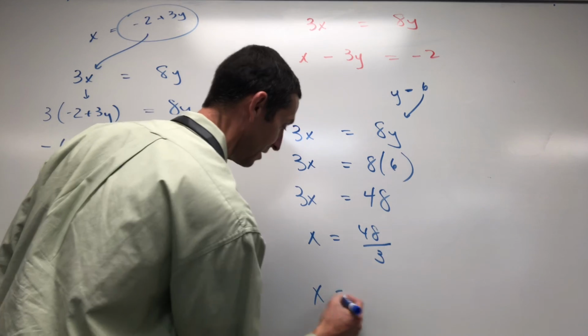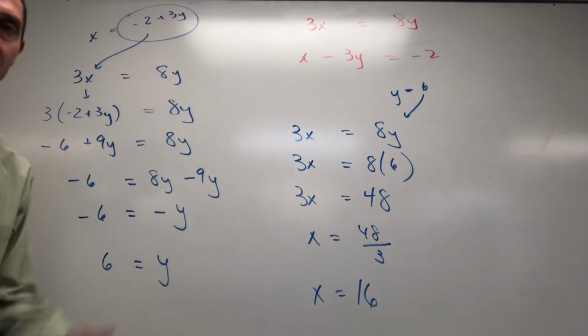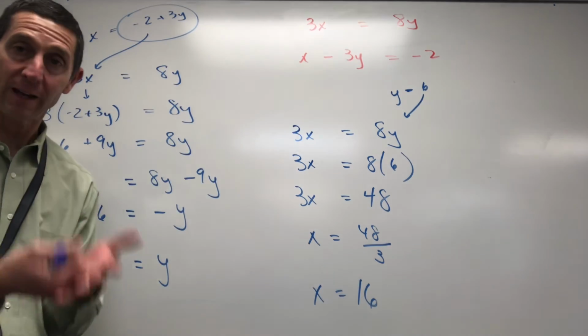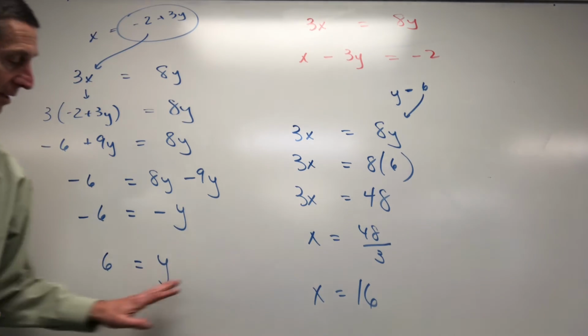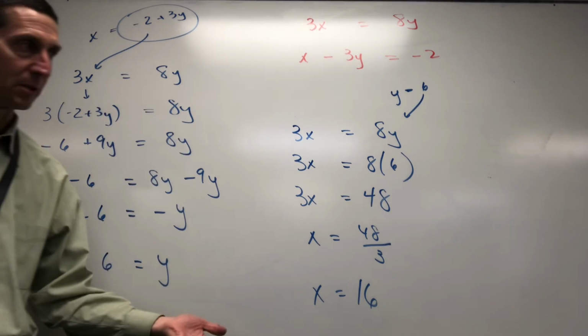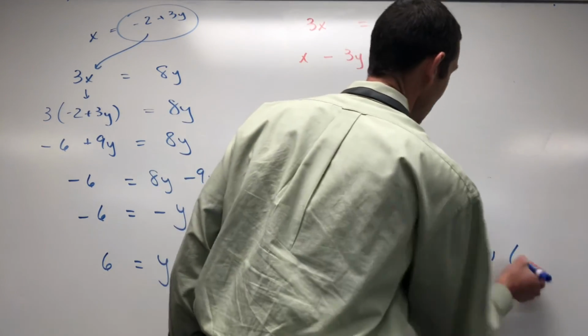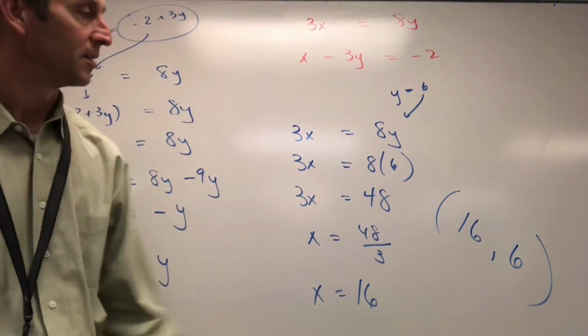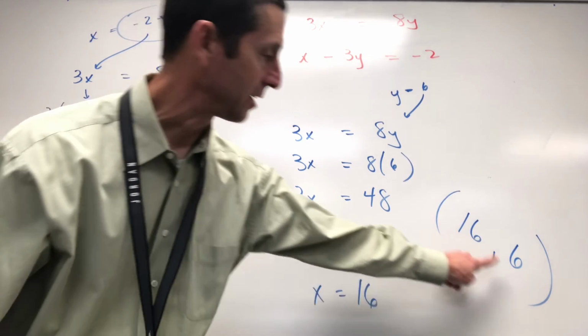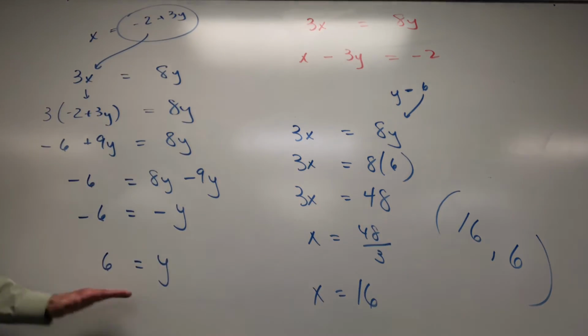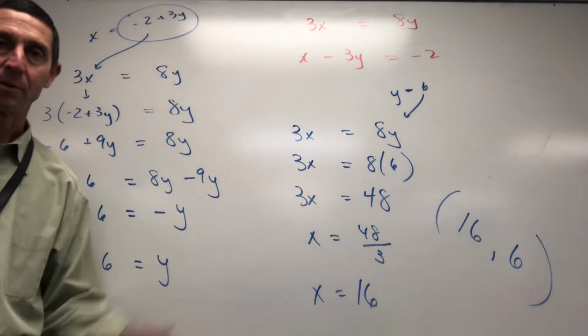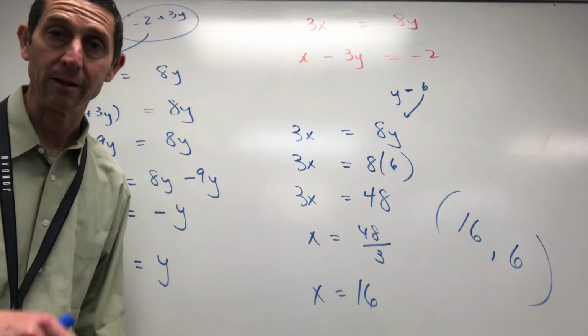Looks like x is 16. And then remember, every time you go to write your final answer, you've got an answer for x and an answer for y. Write it as an ordered pair. x goes first, y goes second. Do you see that? Yeah. So there's your ordered pair, 16, 6. Solve for x, solve for y. There you go. All right, guys, substitution method. Have at it.